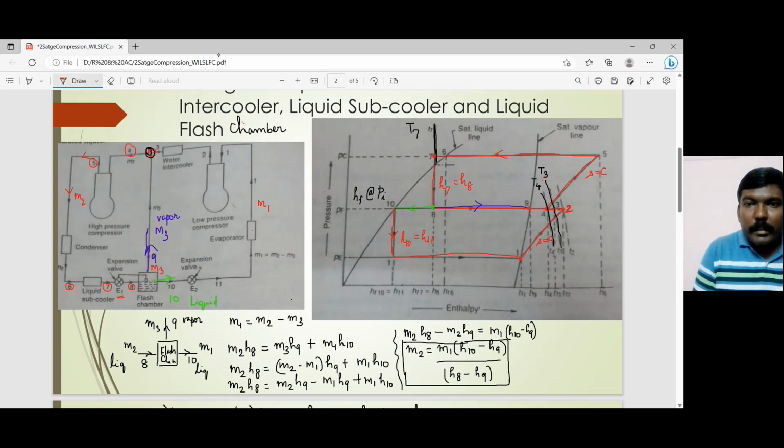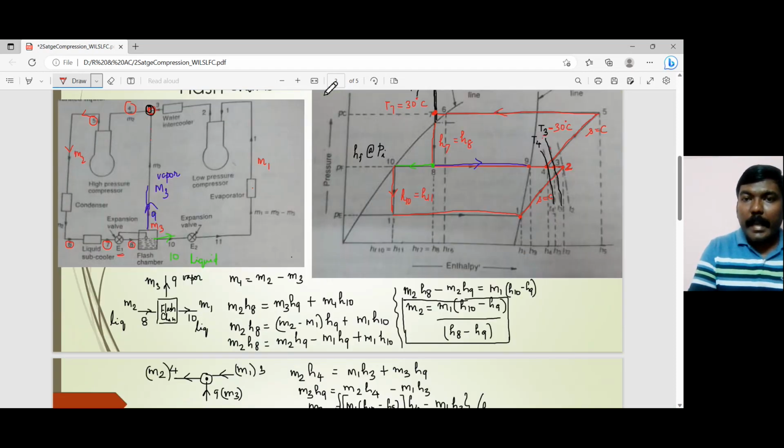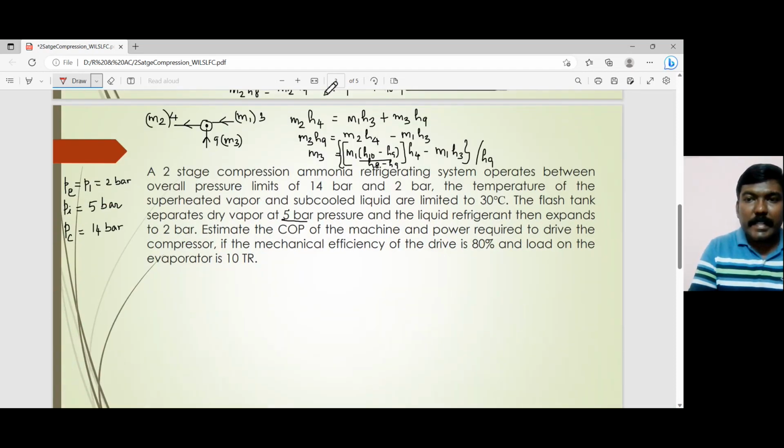So the temperature over here, this is the subcooled temperature. So T7 is limited to 30 degrees centigrade. And the superheated vapor, 1 to 2, that is superheated. They are not talking about this 30 degrees centigrade. They are talking about the desuperheating that takes place, and still the vapor is saturated. So this T3 is also equal to 30 degrees centigrade. That is what they mean. Okay, so T3 is 30 degrees centigrade, and T7 is also 30 degrees centigrade.